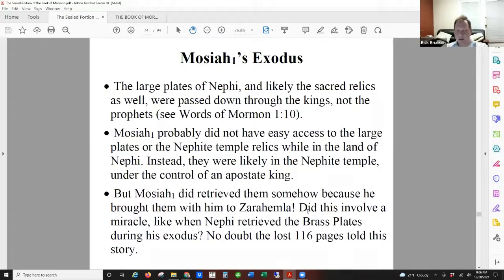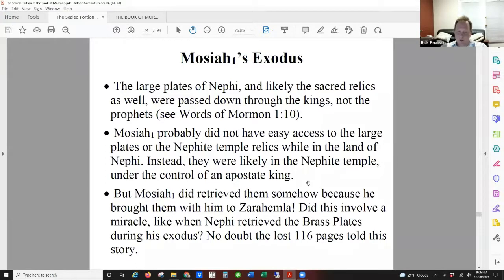Now, the large plates of Nephi and likely the sacred relics, brass plates, Liahona, were passed down through the kings, not the prophets. And Dennis did a really good job explaining this to us several months ago when he talked about the brass plates. So Mosiah probably did not have access to the large plates or the Nephite temple relics while he was in the land of Nephi. Instead, they were likely in the Nephite temple under control of an apostate king.